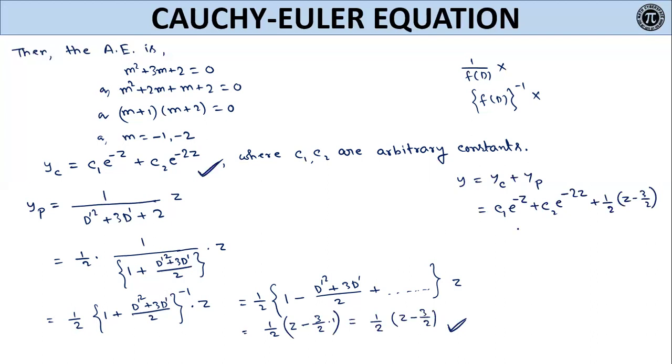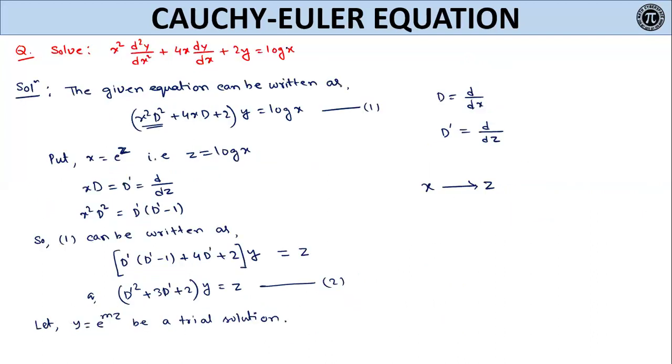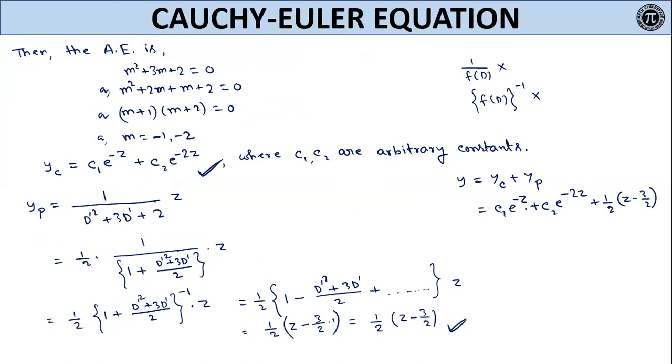Now, is this the complete solution? No, because in the given differential equation the independent variable is x. But to make our calculation easy, or according to the Cauchy Euler method, we have changed the variable x to the variable small z. That's why in the final answer we must change the variable z to the variable x, because x and y are our original variables. So now, what is e to the power minus z?